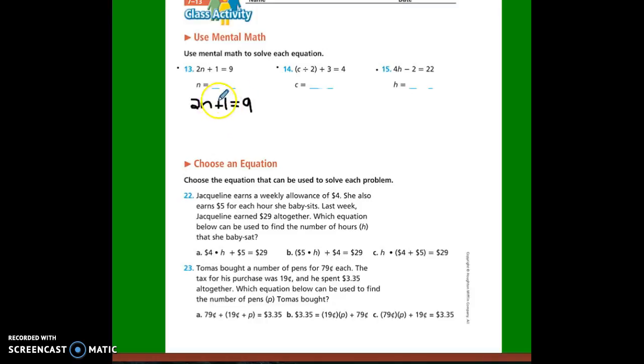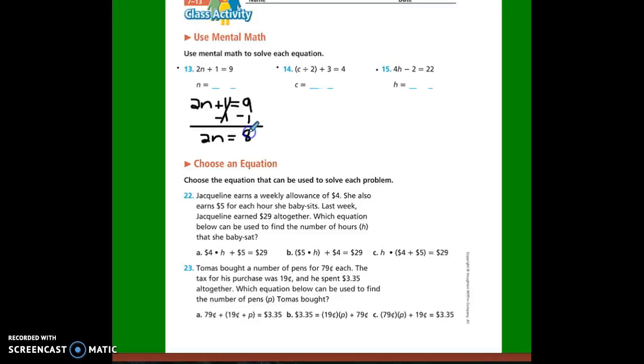So I'm going to say right away, I want to get n by itself. I can get rid of this 1 really easy because I can do the opposite of plus, which is subtract. And subtract 1 from both sides. So when I do that, I can cross those off. I'll rewrite what I have left. I have 2n equals, and I do 9 minus 1, which is 8.